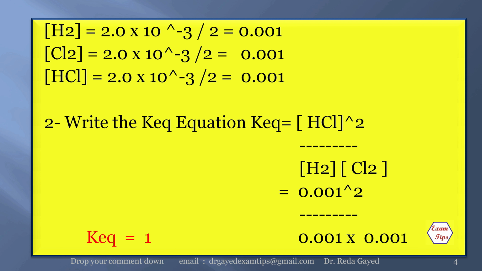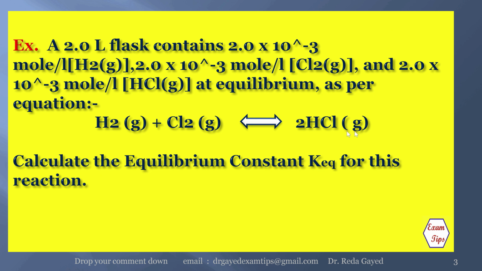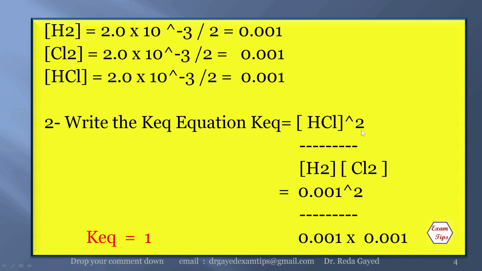That's why I told you the balanced equation is very important, since if you don't balance the equation, you will not know the coefficients. For example, here for HCl, to the power 2. Why 2? Since the coefficient in the equation is 2. That's why here it is HCl to the power 2. Okay, we agreed? You have to balance the equation first of all before starting to solve.